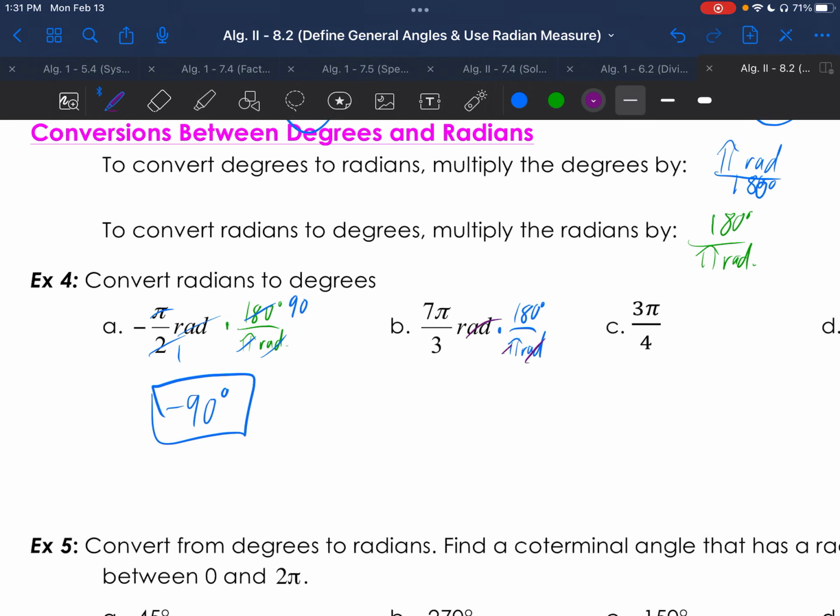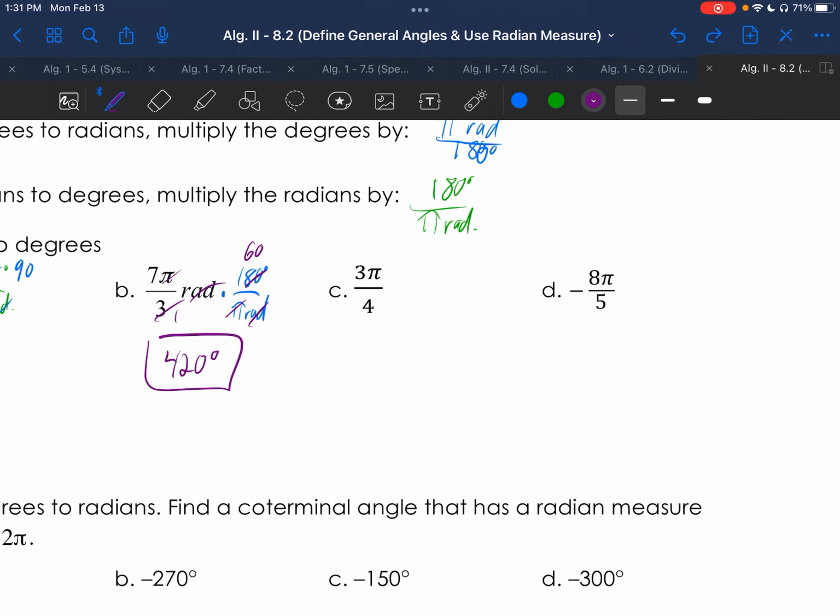So radian and radians, pi and pi reduce, 3 and 180 reduce to 60 and 1. So we're left with 7 times 60, 420 degrees. So that unit is now degrees. I'd try letter C and D on your own.